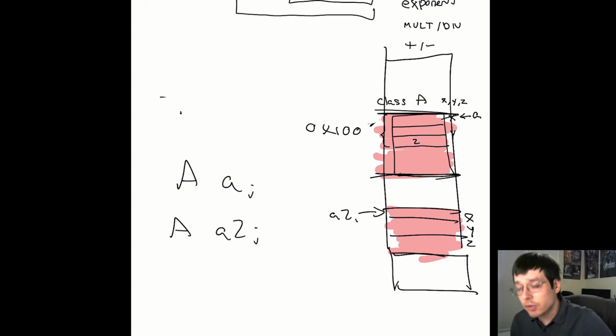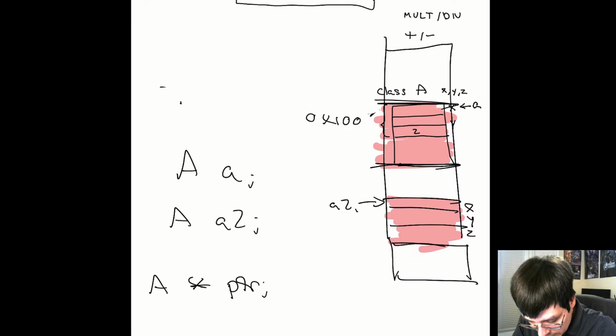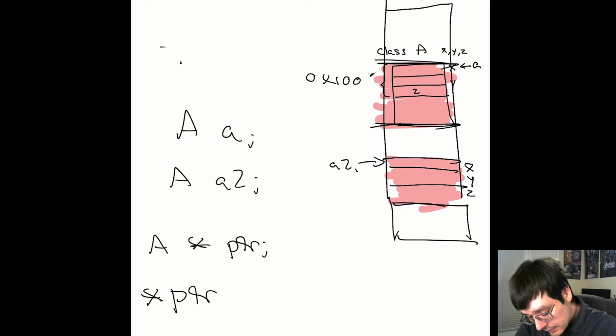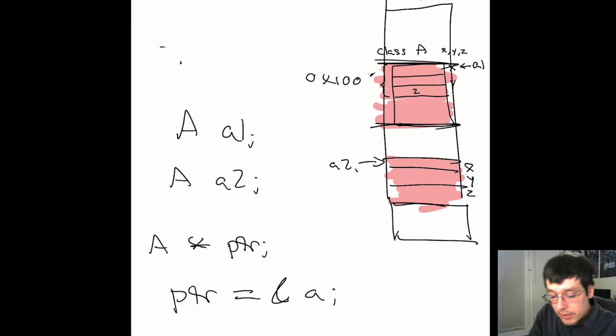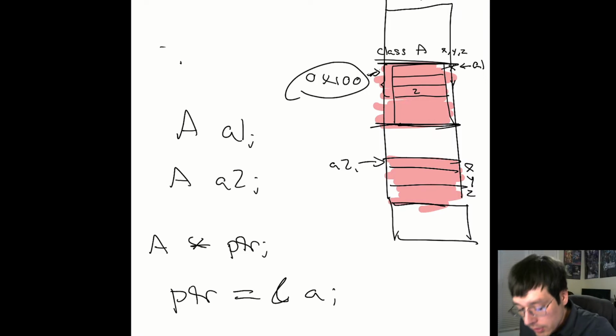So if I want to make a pointer for A, I'm going to say something like A PTR for pointer. If I say PTR gets the address of, sorry, no asterisk there, gets the address of A, let's call this A1 just to make it clearer. Then what is happening is I'm getting the address of 100 here, okay? So if what I'm really trying to access is the Z in here, once I have the address here, I still need to figure out where in this box Z is.